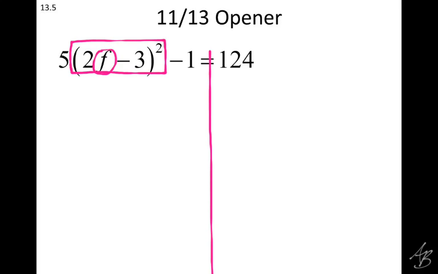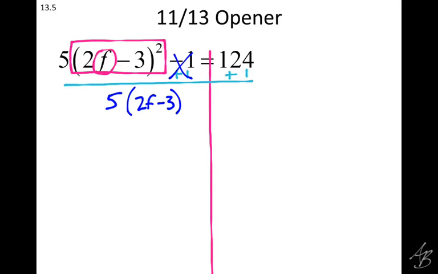So what do I need to get rid of before I can get rid of the square? There's 2 things. The 5 and the 1. Which one of those should we get rid of first? The 1. And how do we get rid of that minus 1? Add 1. Alright, so we'll add 1 on both sides. And on the left side, the 1's cancel, leaving 5 times parentheses 2f minus 3, squared.